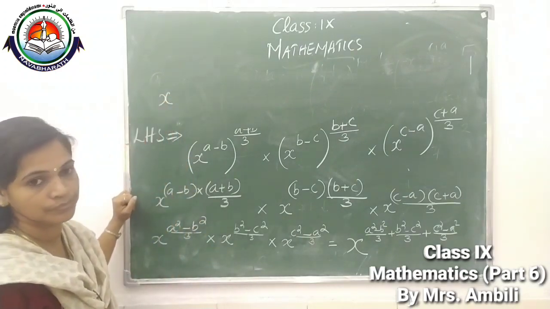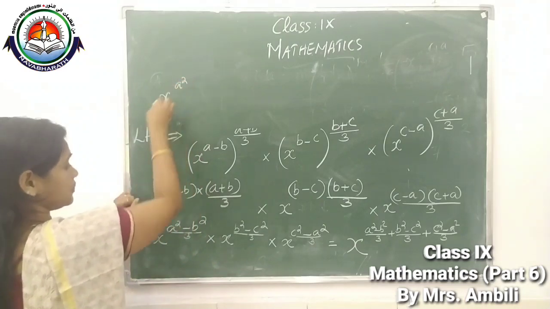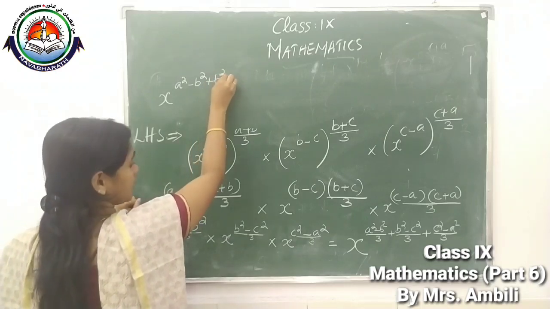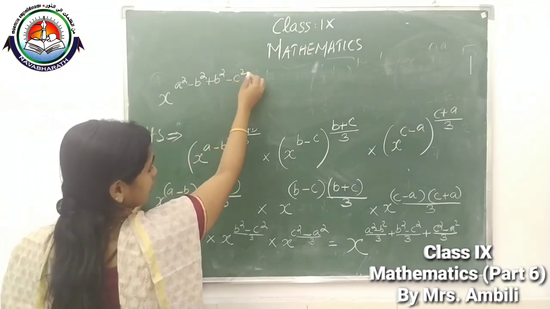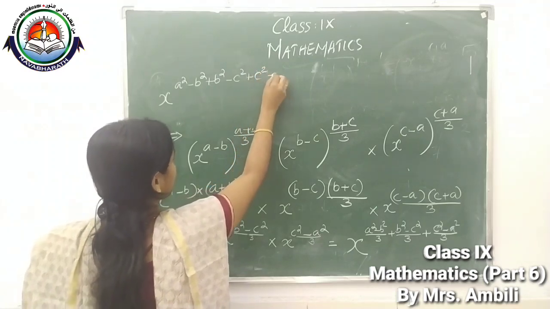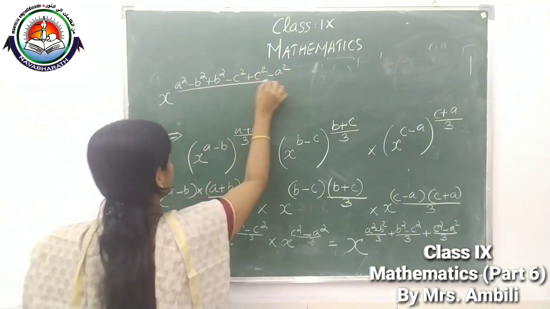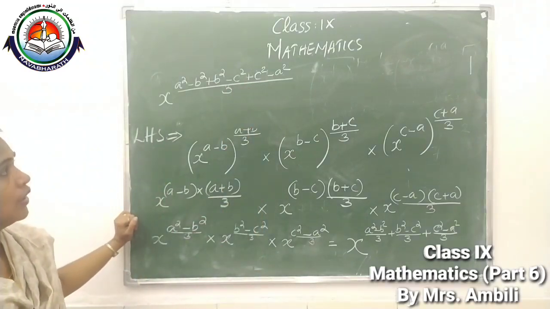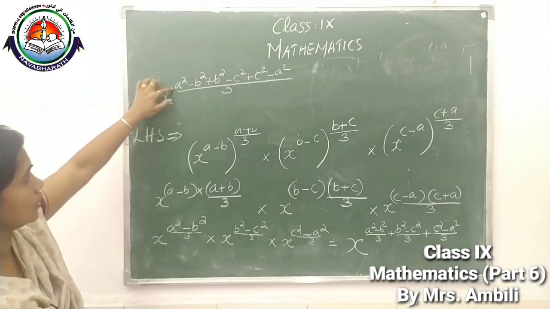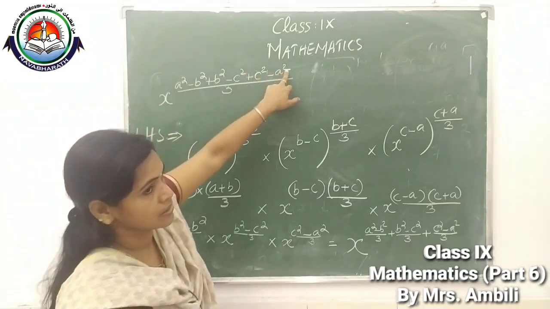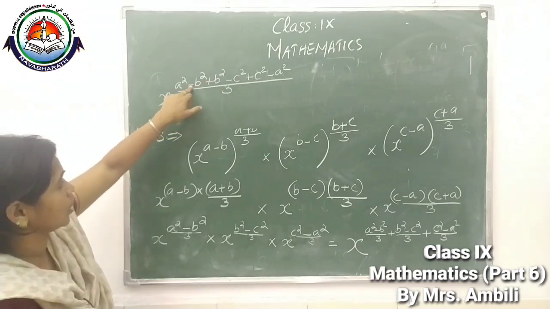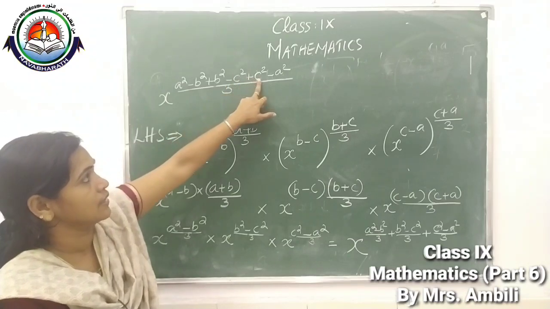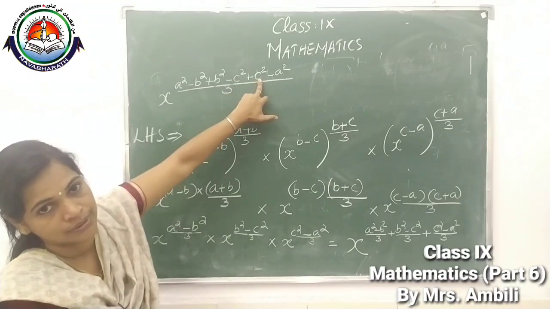X raised to a square minus b square plus b square minus c square plus c square minus a square all divided by 3. Isn't it? Okay. So, listen, here also a square minus a square minus b square plus b square minus c square plus c square. Isn't it? Clear?